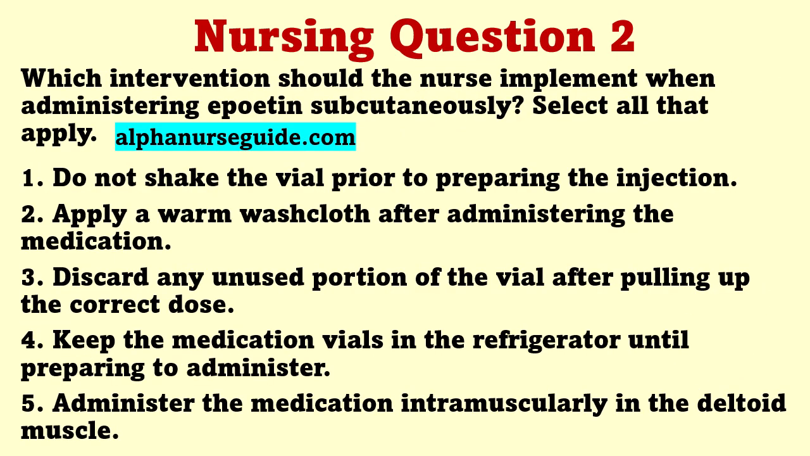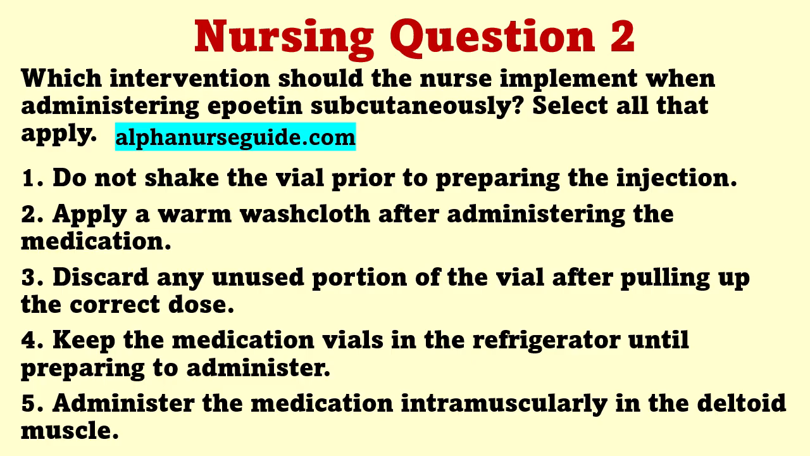Which intervention should the nurse implement when administering epoetin subcutaneously? Select all that apply. 1. Do not shake the vial prior to preparing the injection. 2. Apply a warm washcloth after administering the medication. 3. Discard any unused portion of the vial after pulling up the correct dose. 4. Keep the medication vials in the refrigerator until preparing to administer. 5. Administer the medication intramuscularly in the deltoid muscle.